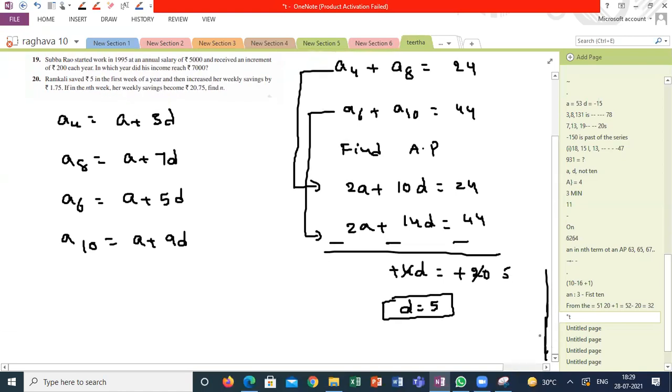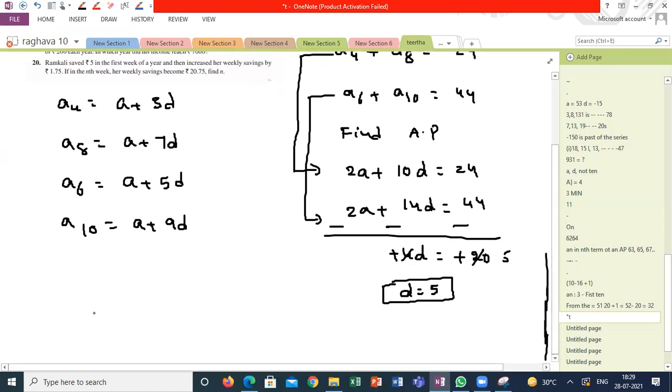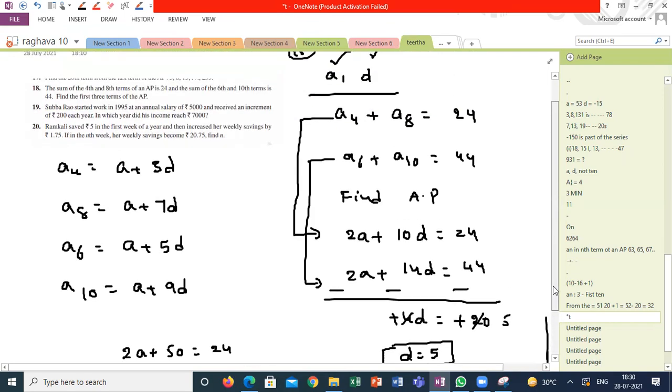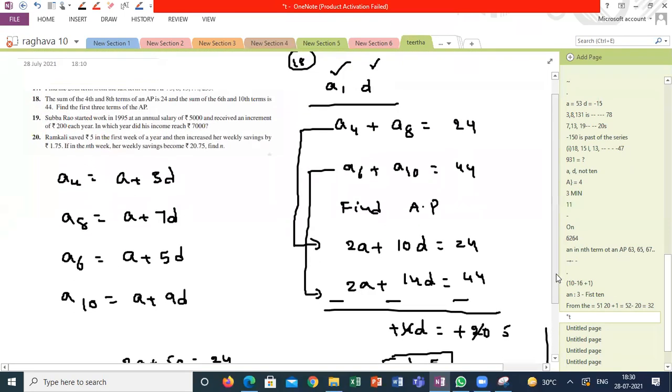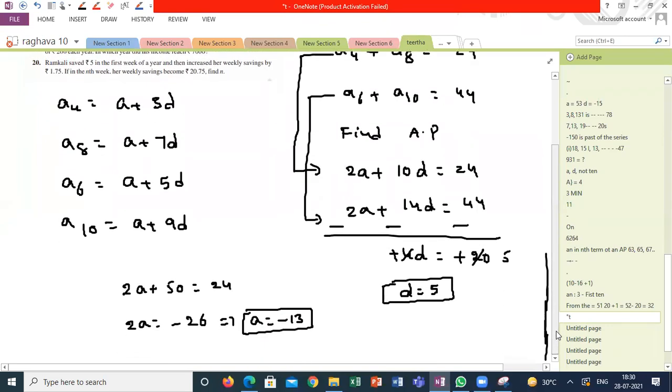If I got the D value, it will be easy to calculate the A value. So 2A plus 10D, that is 50, is equal to 24. So 2A is equal to minus 26. A is equal to minus 13. Is it clear, guys, what I'm saying? Yes, sir. Check whether you are getting 2A plus 10D is equal to 24. Yes, 2A is equal to minus 26 plus 50 is 24. 2A plus 14D, minus 26 plus 70, so this will be 44.